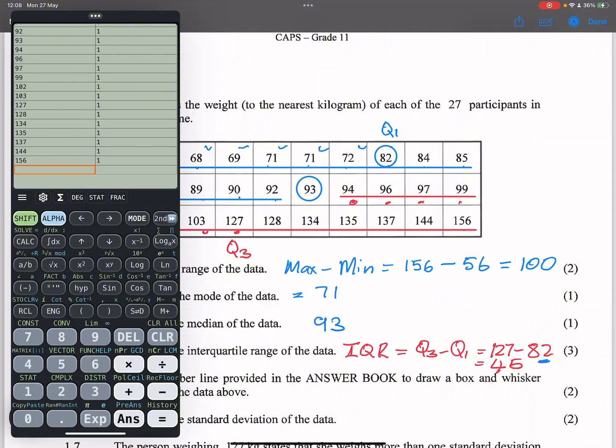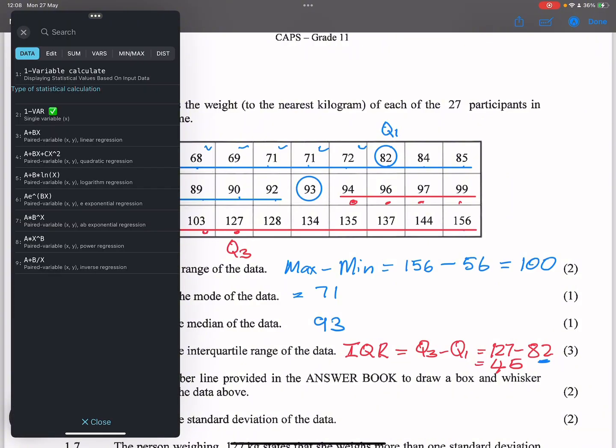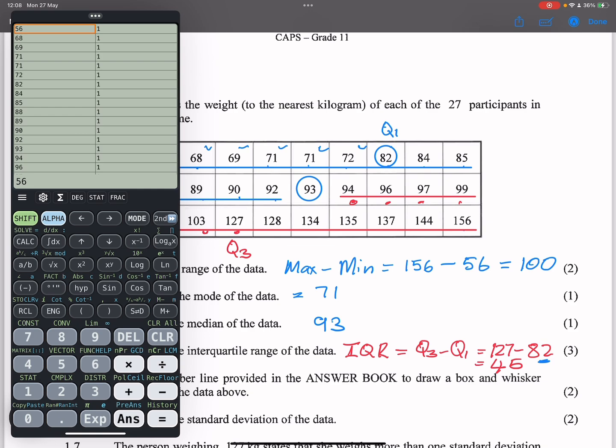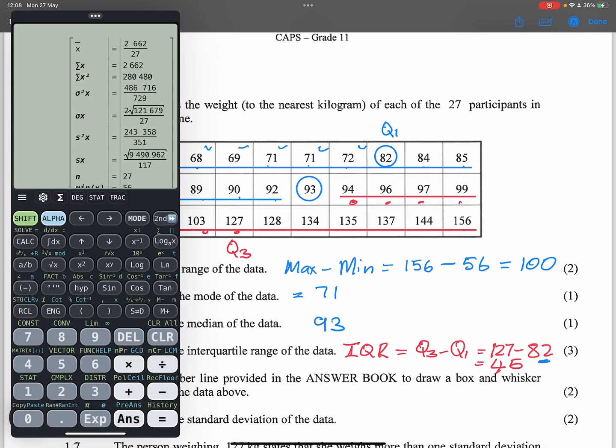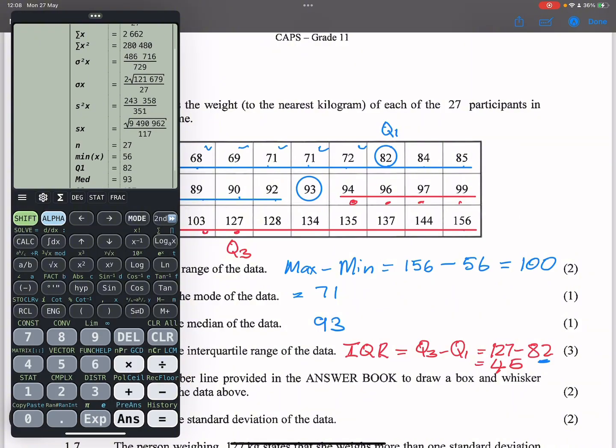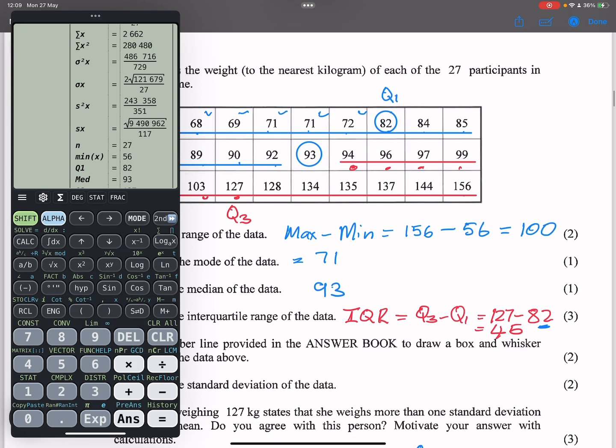In this case, because now we want the answer, you say shift and you go to number 1 where it says stat, right? And remember, I'm looking for the one variable calculation. Now, this tells me that my mean would be 2,662 over 27. We can calculate what that gives me. And that shows me that I've got all the 27 values. So there it is. I've got the standard deviation.